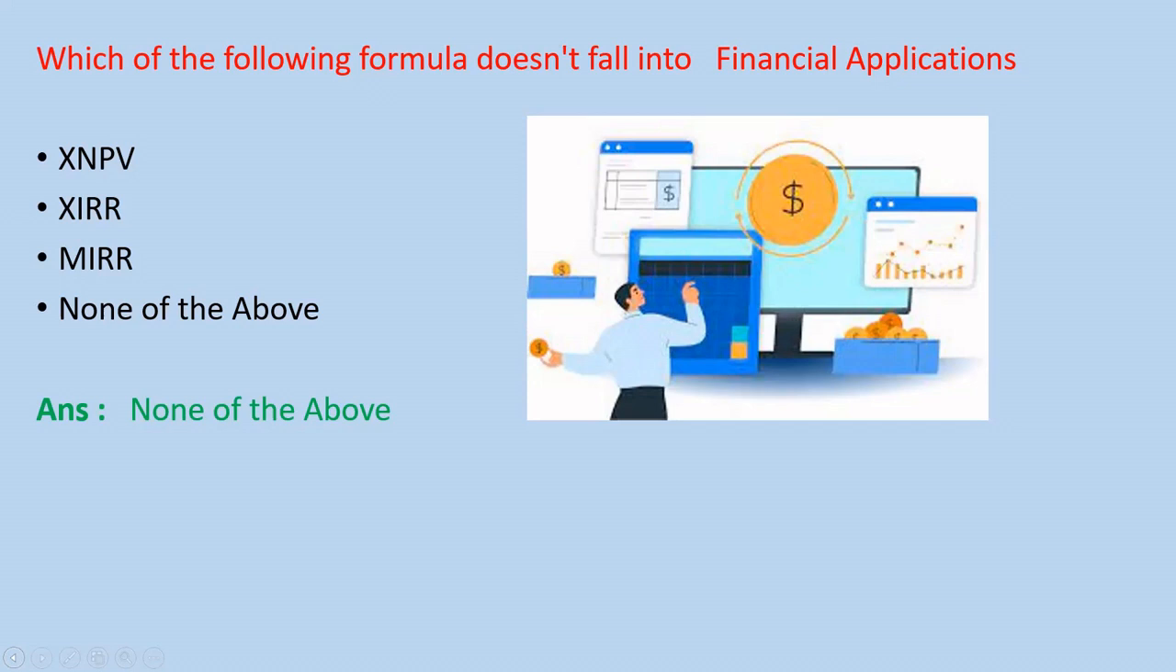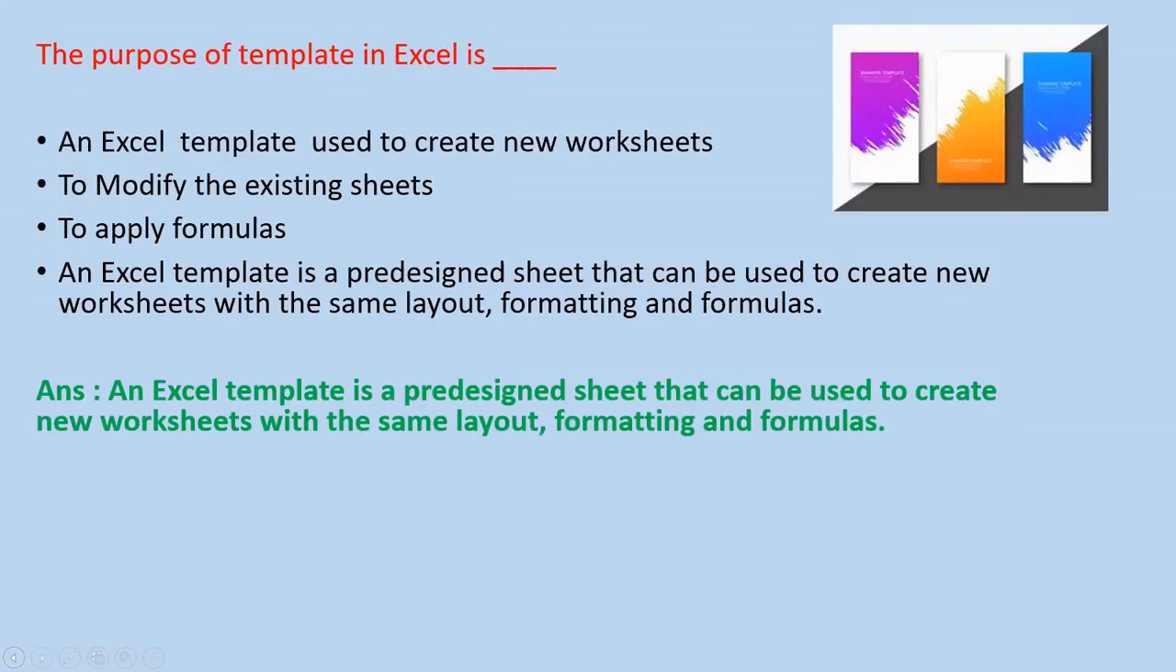And MIRR, the modified internal rate of return, is a financial measure that helps us determine the attractiveness of an investment and can be used to compare different investments. All of them fall into the financial application formulas only. XNPV, XIRR, MIRR are part of the financial applications. So that's why none of the above is the correct answer for this question.